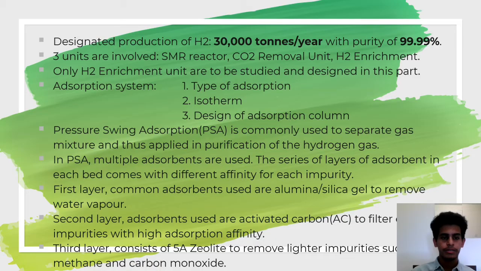The designated production of hydrogen is 30,000 tons per year with a purity of 99.99%. In the separation process part, we are only focusing on the hydrogen enrichment unit. The PSA, pressure swing adsorption, is commonly used to separate gas mixtures and thus is applied in the purification of hydrogen gas.